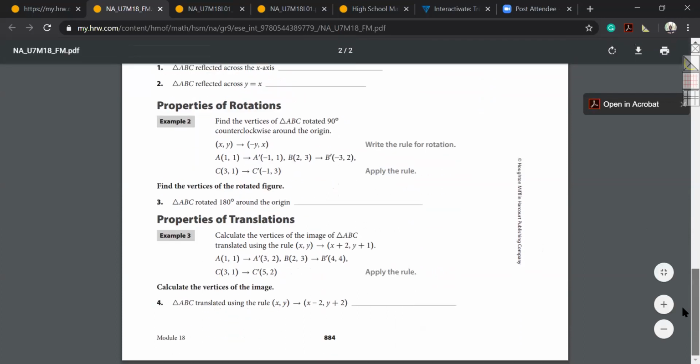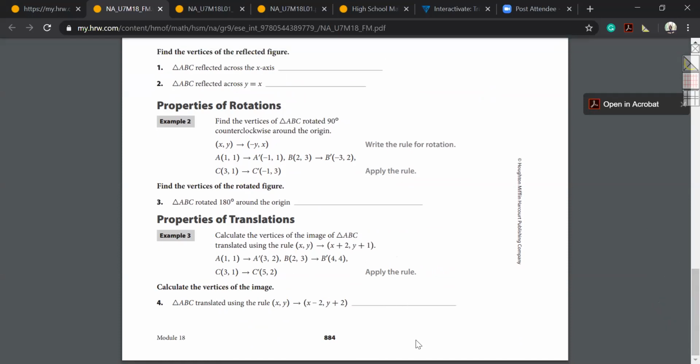And then for the translation, ABC is translated across whatever. What should I do with this? I'm going to minus 2 for X and add 2 for Y and find the new vertices. Okay? Again, you can do this by yourself and show me your answers.